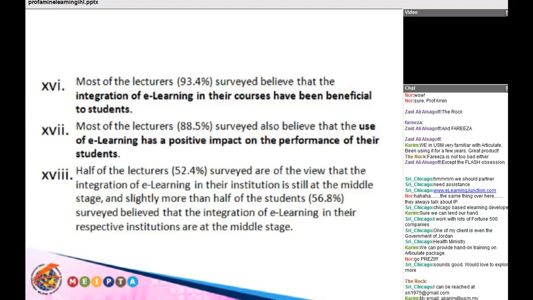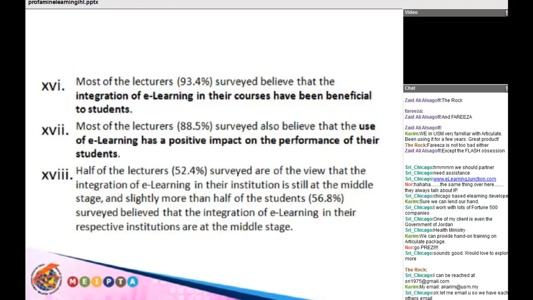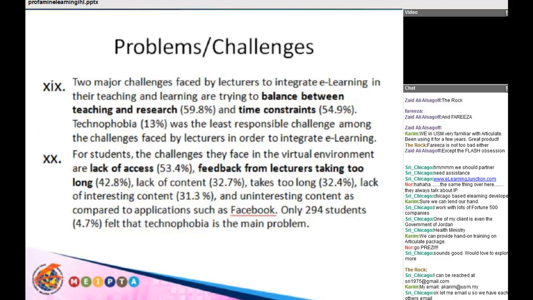Now, in general, I think students felt that e-learning is very beneficial, is having a positive impact on performance. So that's quite a positive outlook from the students and also from the lecturers. So it's now trying to create an environment where students can be engaged in e-learning. Okay, what are some of the problems and challenges?